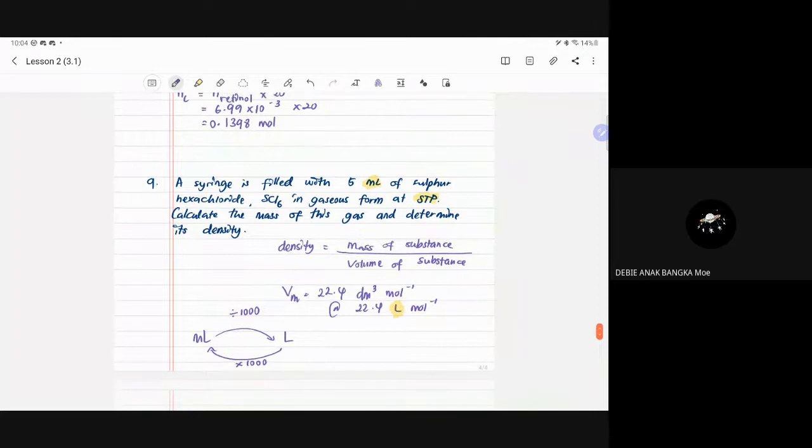So I want you to try to answer this right now. I give you another 5 minutes to answer this. Okay. Kejap lagi. Again saya akan discuss jawapan.